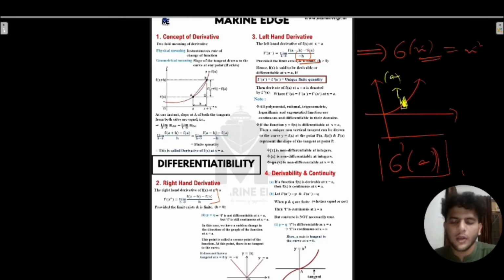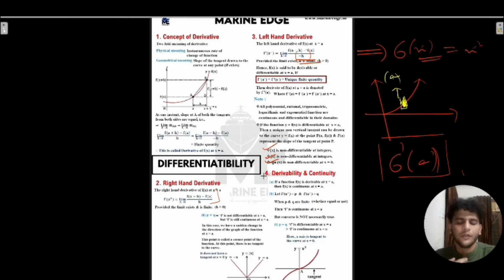Now all the polynomial, rational, trigonometric, logarithmic, and exponential functions are continuous as well as differentiable in their domains. If the function y is equal to f(x) is differentiable at a, then the unique non-vertical tangent can be drawn to the curve y is equal to f(x) at point P(a, f(a)), and f'(a) represents the slope of the tangent at point P. And mod x, that is the greatest integer of x, is non-differentiable at integers. The signum of x is also non-differentiable at x is equal to 0, as well as the fractional part is also not differentiable at integers. Yes, so this is what you have to take care of.